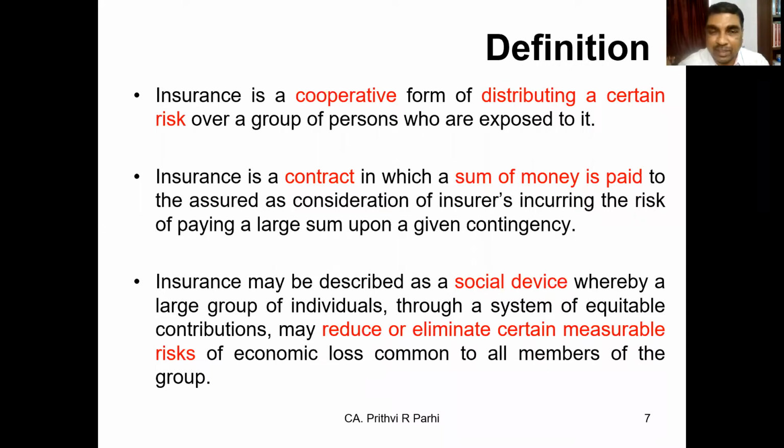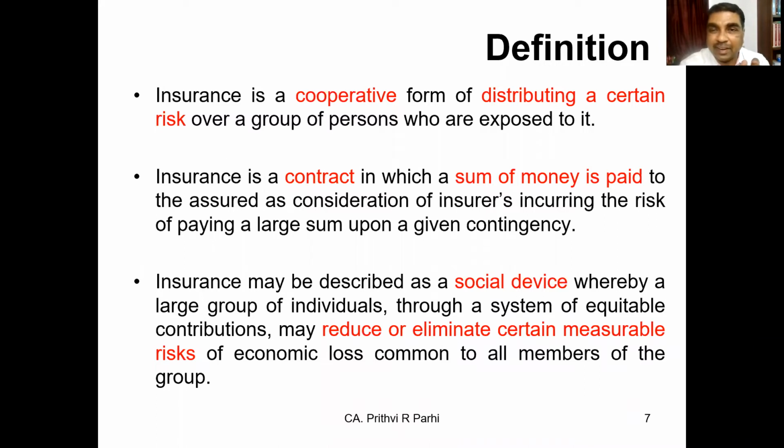If that thing happens, let us say you have taken a health insurance, and you get admitted in the hospital. So that is the contingency. In the happening of that contingency, a certain sum, which is called the sum assured, will be paid. So this is a contract under which the sum assured will be paid, but upon a consideration, meaning the insured has to pay something that is called a premium.